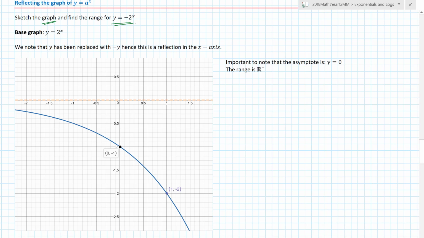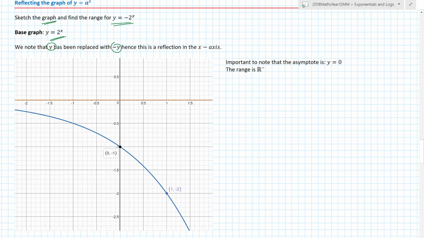Nice, easy example. Again, what is the base graph? As I've stated here, it's got to be y equals 2 to the power of x. We're dealing with exponentials. We like what we see there as y equals 2 to the x. We notice that y has been replaced with minus y, so it's got to be a reflection in the x-axis.